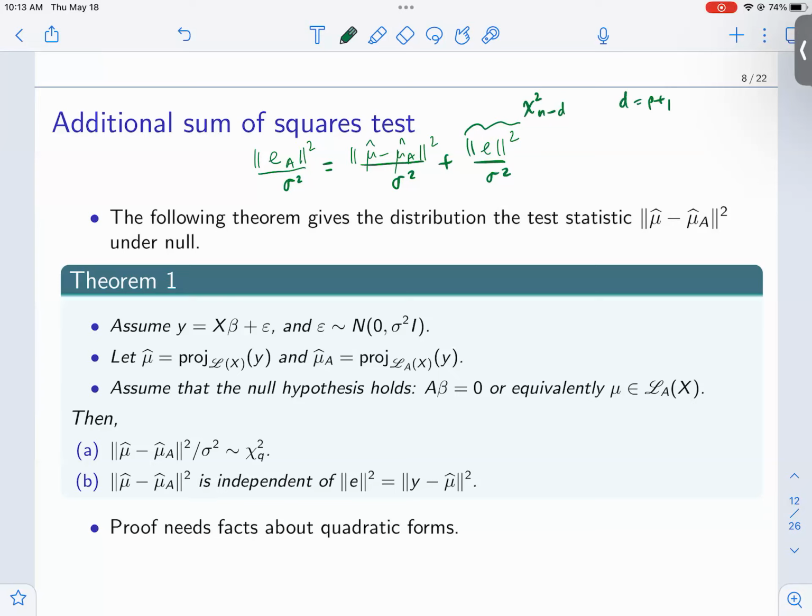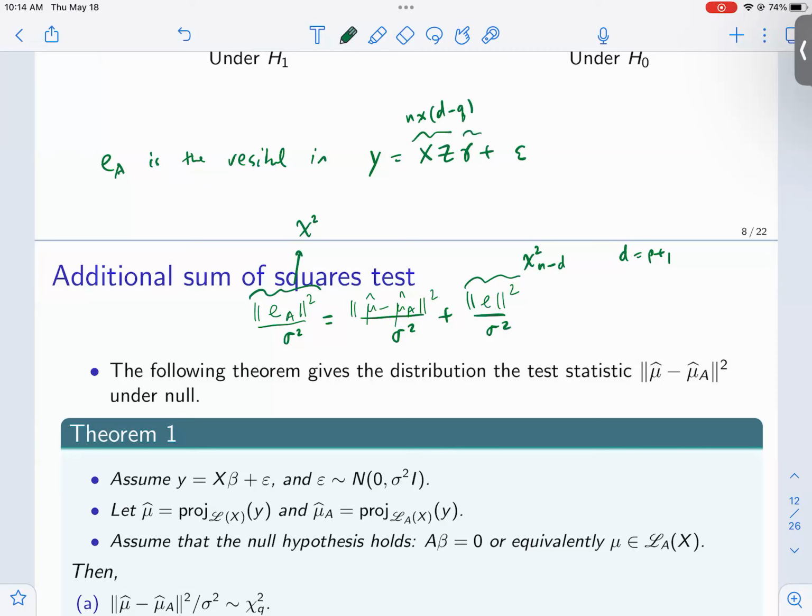This one is also going to be like that, because this is also a sum of squares in a particular regression. We're doing a regression in a reduced model, still a regression, so this is going to have a chi squared. Does anyone know the number of degrees of freedom? So E_A is the residual in y equals X Z gamma plus epsilon. This is n by d minus q. We originally had d parameters and lost q of them due to the constraint, so this is going to be q by 1.